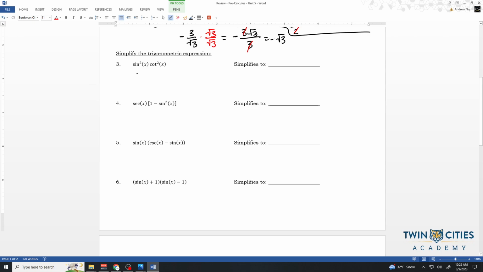So this gives me sine squared stays the same. I could write that as sine squared of x over 1 if I'd like, times, I just found that cotangent squared is the same as cosine squared of x over sine squared of x. What happens here is the sine squared on the top will divide out with the sine squared on the bottom, leaving cosine squared of x over 1, or just cosine squared of x.